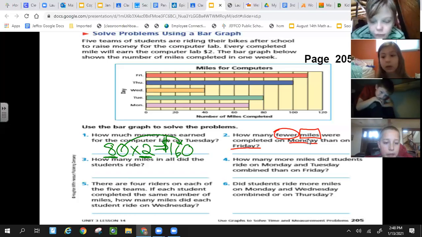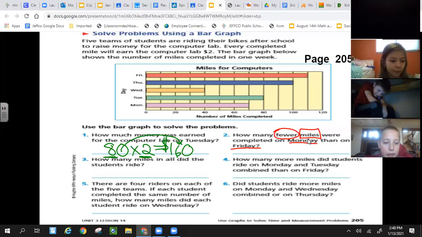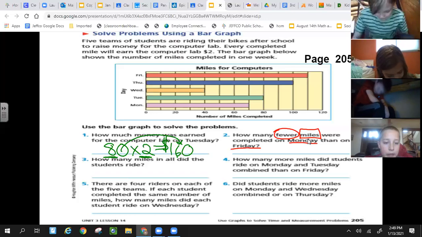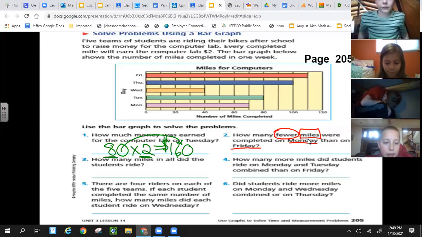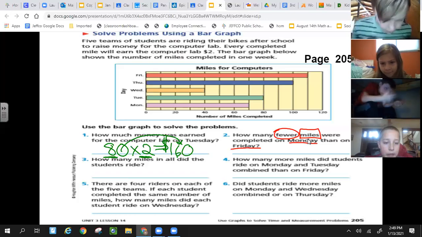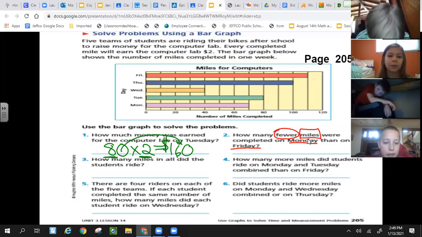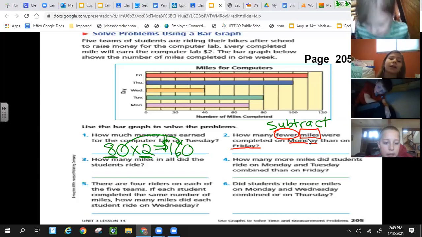Addition. Okay, so if I add 110 to 70, I'm going to get 180. Let's reflect. Could that work? Could Monday have 180 less than Friday? No. Okay, good. So see how reflecting helps us with our answers? What should we do instead of adding? Subtracting. Right, we need to subtract. Fewer means we need to find the difference.